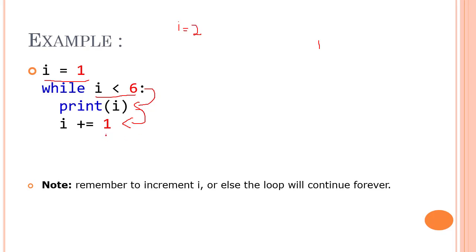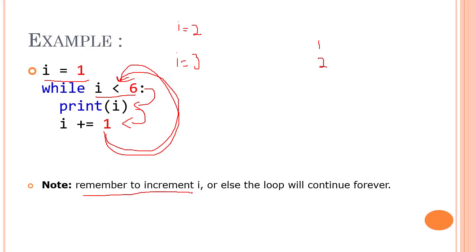Now from here it will go back to the condition. It will check, is i less than 6? Yes, i is less than 6. Then the execution pathway will be the same as the first iteration. It will move into the next line, again into the next line. After that it will increase the i value to 3 after displaying 2. Now from here it will again go back to the while condition and check if it is true. Then again it will move down successively. Now one thing to remember: we have to increment i or else the loop will continue forever.